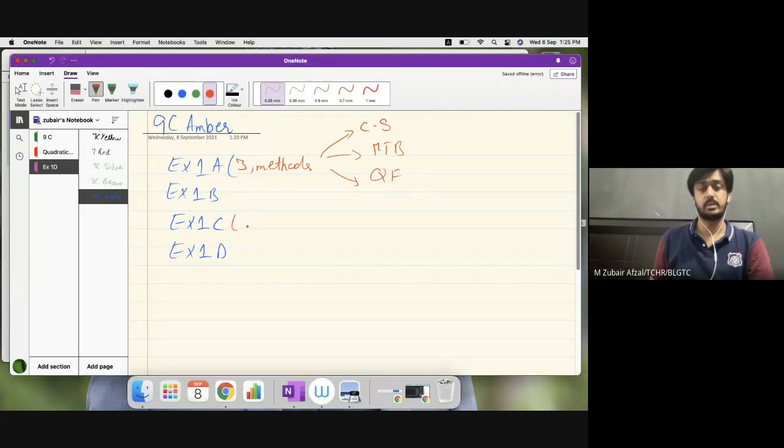Exercise 1C is graphs. So this will be covered in 10C, and 1B, we will skip this for now and I'll tell you why. This will be covered in 1D.